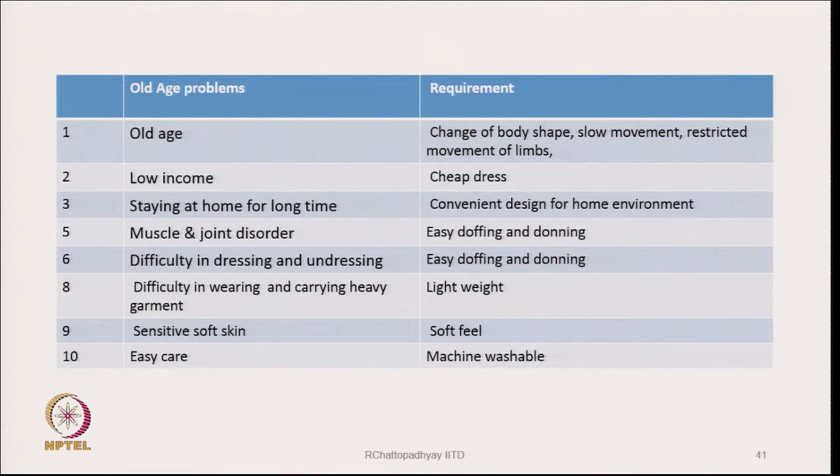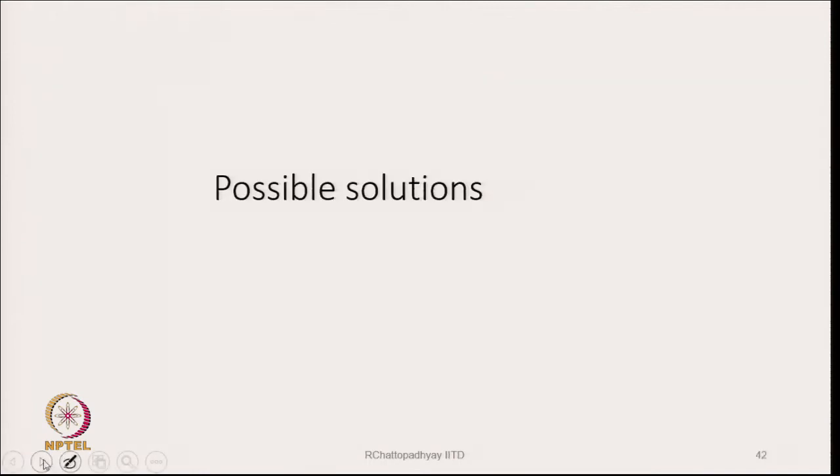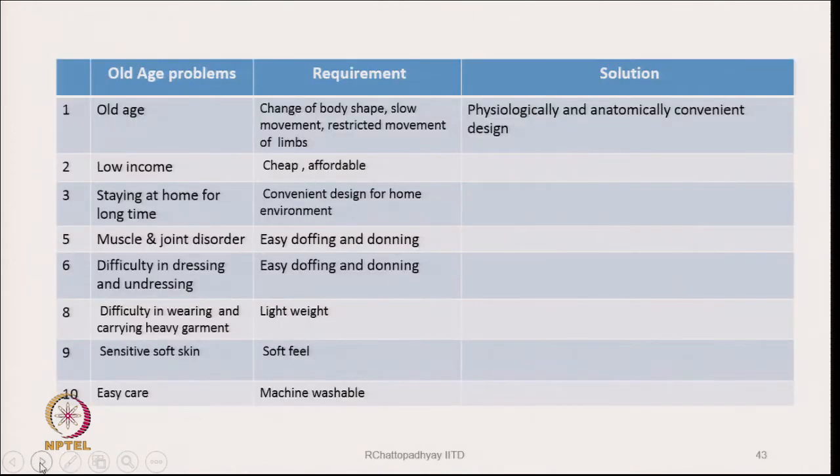Now, if these are the requirements in the garment, then what could be the possible solutions? The first requirement is old age: change of body shape, slow movement, restricted movement of limbs, etc. The solution is a physiologically and anatomically convenient design. We have to think of a design which is physiologically and anatomically convenient, and the designer must apply his or her mind.